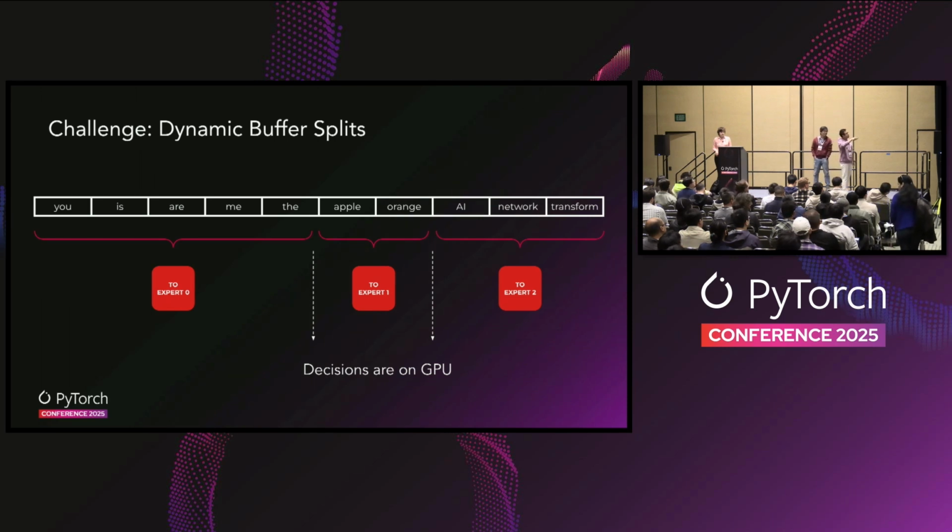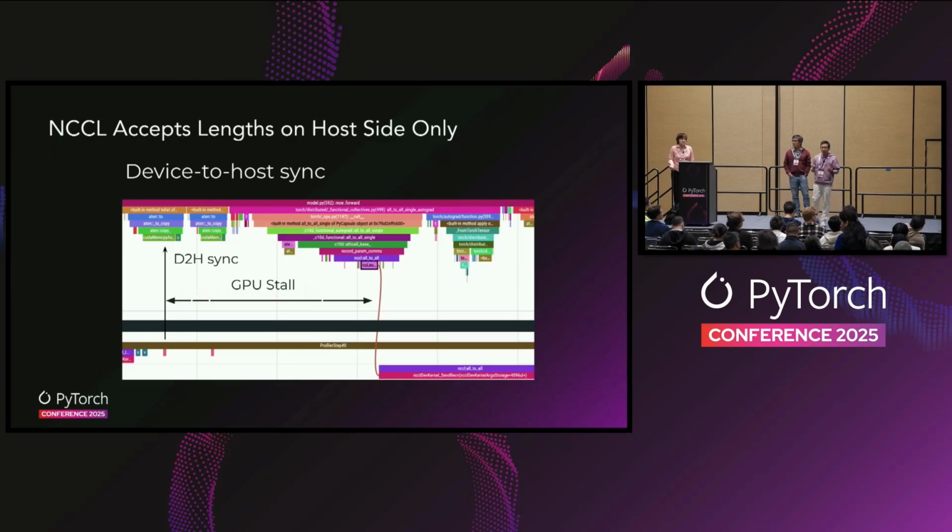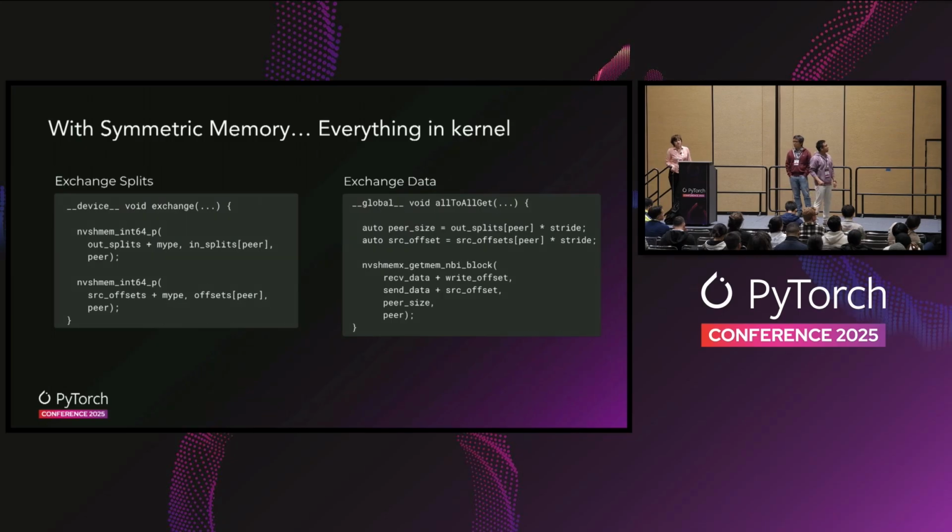If we were to use a traditional NCCL API to perform this all-to-all, one issue would be that we will have to sync the split decision back to the host, and then wait for the host to issue the next GPU operation, which is the all-to-all. Because of this host-to-device sync, the GPU will be waiting for more instructions to do, and hence a stall in the GPU timeline, as you can see here. And that hurts the performance.